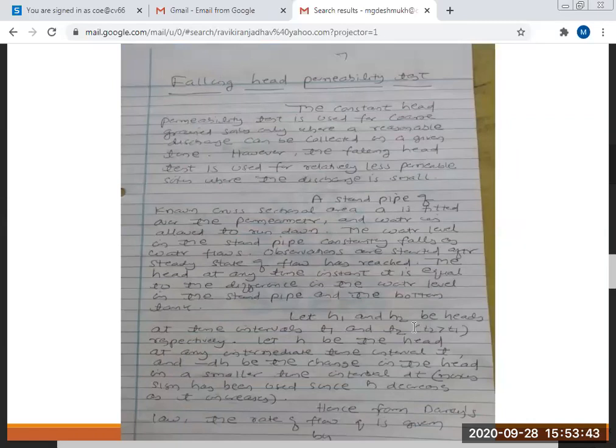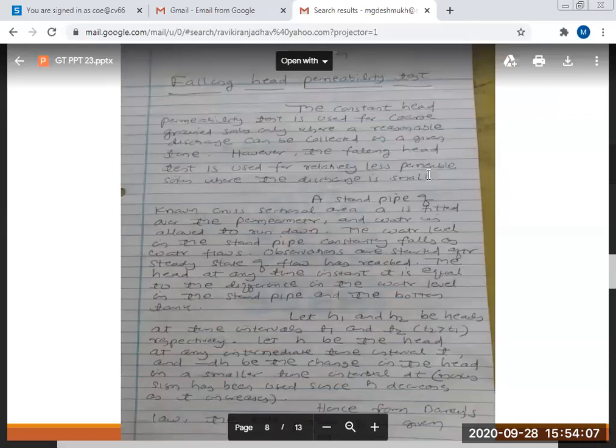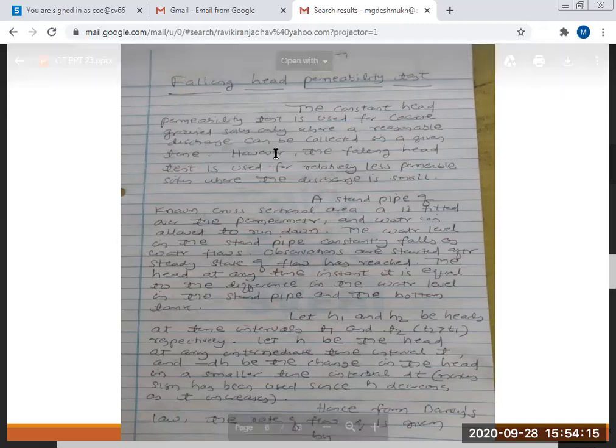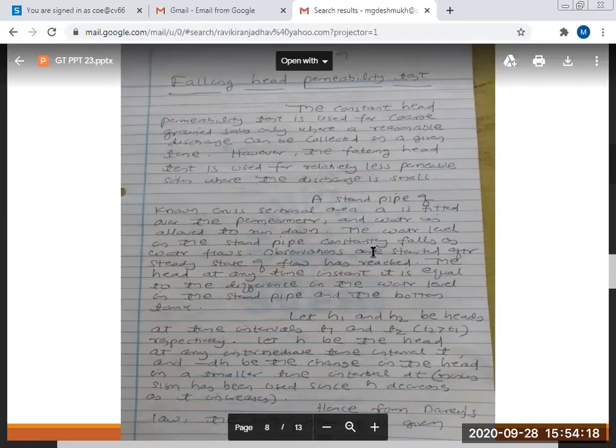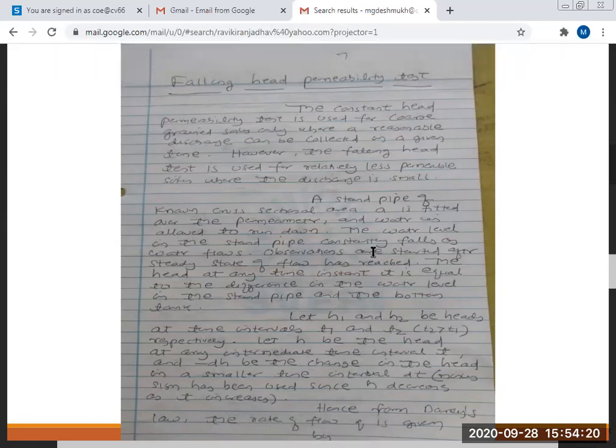So next, see where it is used. Where coarse grained soils are there, at that time the constant head permeability method is used. When fine grained soils are there, falling head permeability test is used. When the coefficient of permeability is very large, constant head is used, and for small values of coefficient of permeability, falling head permeability test is used.